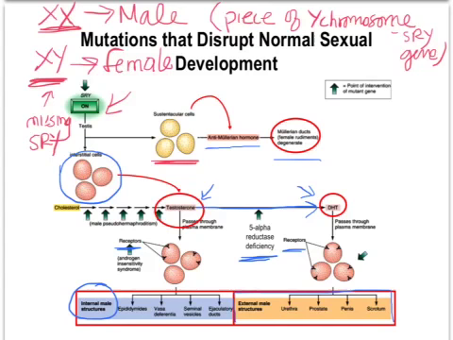But you can get a whole variety of other mutations happening that could lead to an individual with ambiguous sex. So for example, if somebody is missing the 5-alpha reductase gene, the one that is responsible for making this enzyme, those people will stop here. They will develop internal male structures, but they won't develop external male structures. So outside they'll look like a female, inside they'll look like a male.